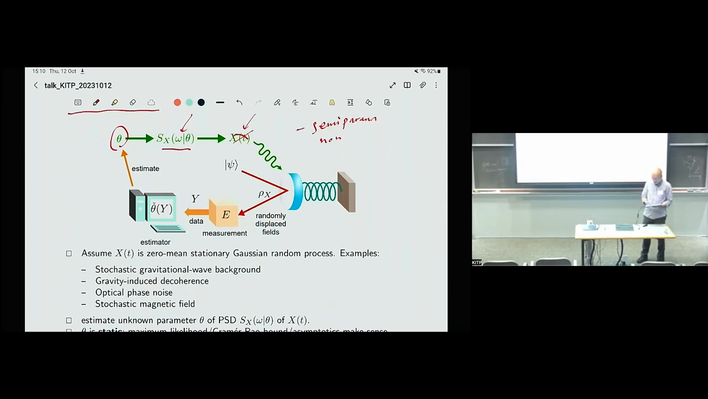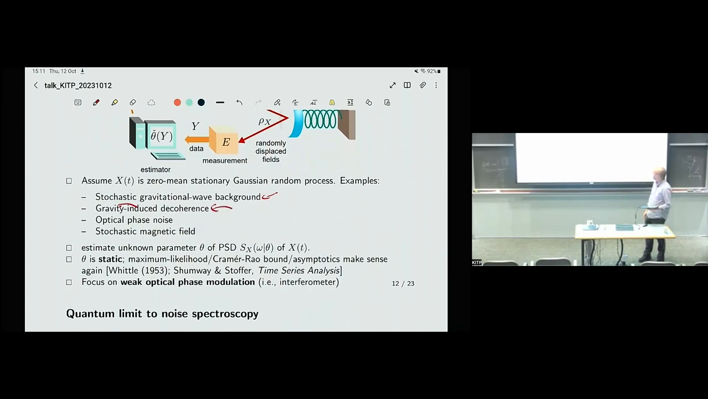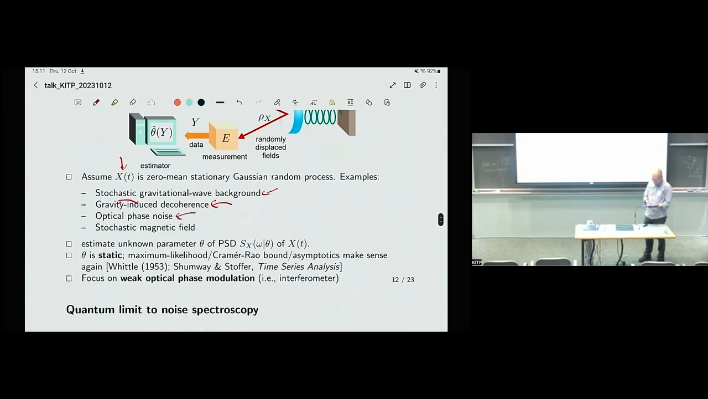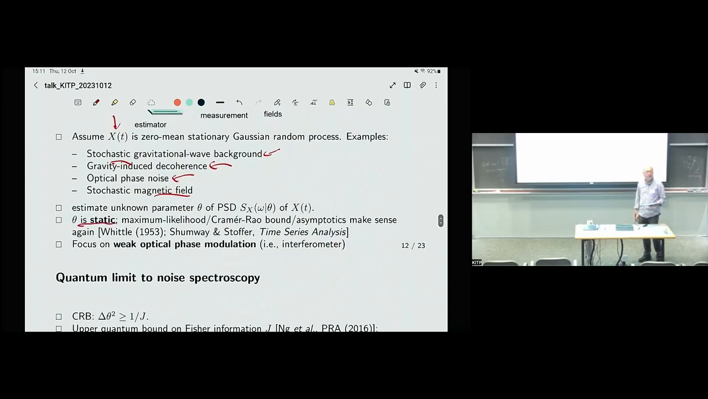We have some theory about this sort of thing, but we haven't applied it to this problem yet. Let's assume you have a few parameters you are interested in, and a good model for the spectrum. Examples: maybe you have a stochastic gravitational wave background. You are not estimating the individual gravitational wave anymore, but its statistics, its ensemble properties. Or you want to test gravity-induced decoherence models, which could also be modeled as some noise on your mechanical oscillator, and you're estimating some parameters. You can look at the spectrum of some phase noise, or atomic magnetometry, where you estimate the properties of some stochastic magnetic field. So now the parameter is static again. Even though the waveform is changing in time, the parameters we are interested in are static.